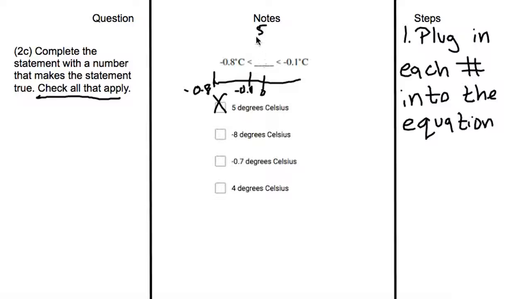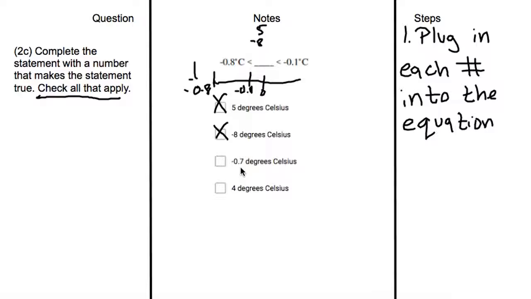So when we plug in negative 8, we say, is negative 0.8 degrees Celsius less than negative 8? And because negative 1 is going to be over here, negative 2, negative 3, and so on, negative 8 is not going to be greater than negative 0.8. So we know that one's incorrect as well.